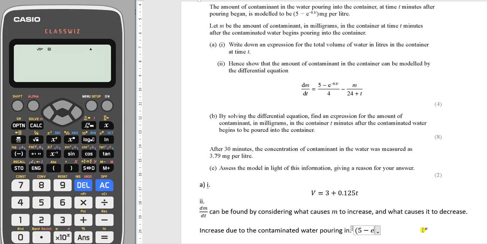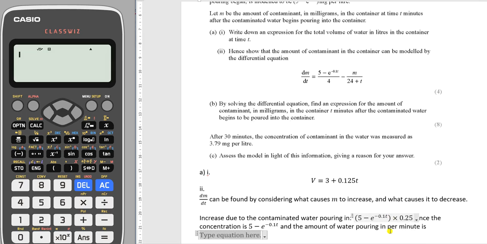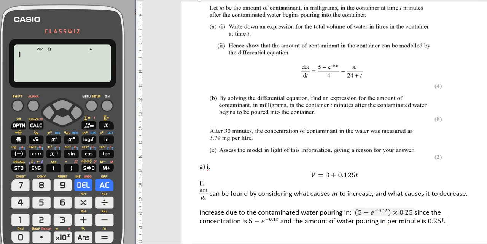5 minus e to the minus 0.1t times 0.25. Since the concentration is this, and the amount of water pouring in per minute is 0.25 litres.